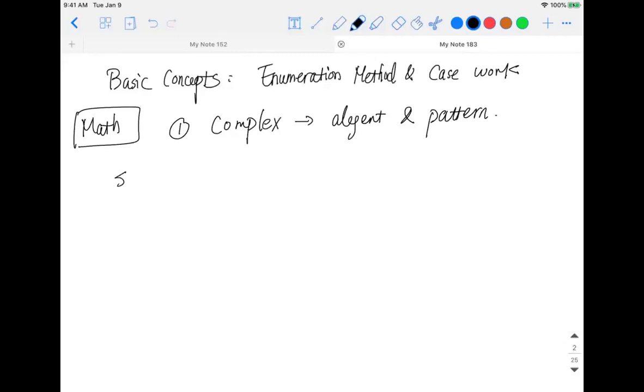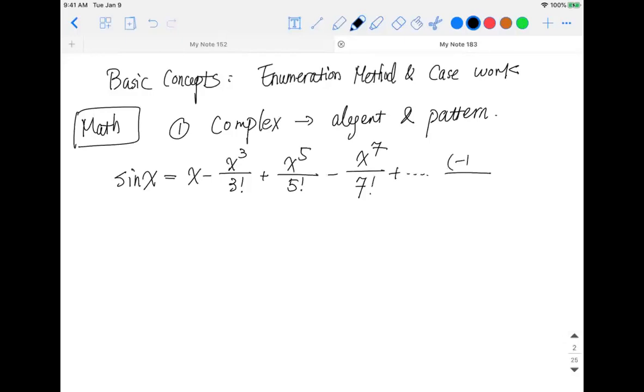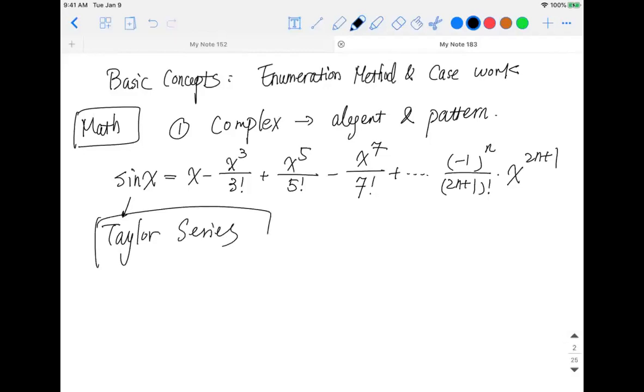Let's say sine x can be written as x minus x cubed over 3 factorial, plus x to the 5 over 5 factorial, minus x to the 7 over 7 factorial, all the way to minus 1 to the power of n, x to the 2n plus 1 over 2n plus 1 factorial. So this is actually the famous Taylor's expansion, or we can say Taylor series. If you're not familiar, not a big deal. I just want to give you a little bit of an idea.